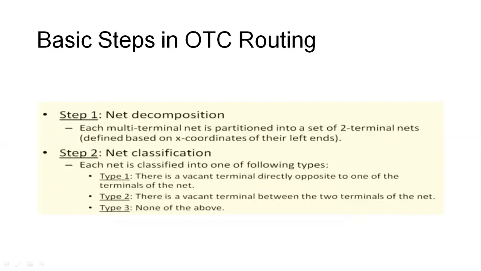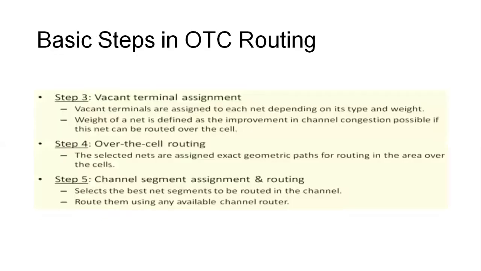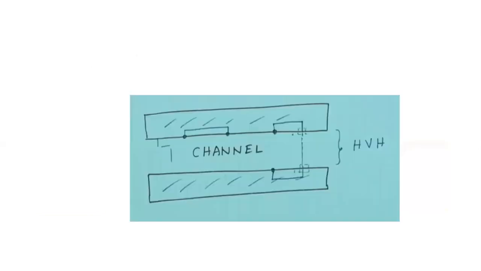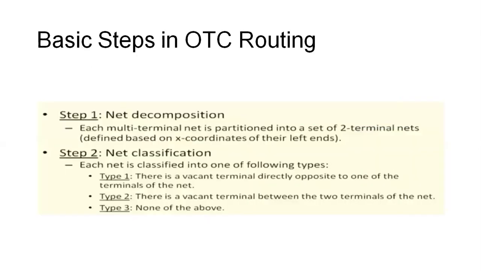And type 3, if it is not coming under any of the things, we call it type 3. That's all. So we are having three types of nets: type 1, type 2, and type 3, which we have discussed. Type 3 means none of the things exist.